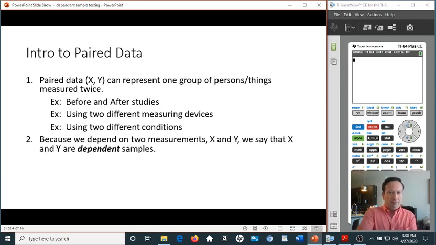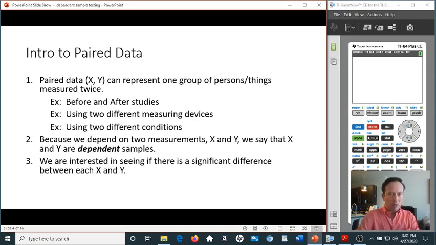All right, secondly, because we are depending on two measurements, x and y, that are taken relatively around the same time, we say that x and y are dependent samples. Even though they're separate measurements, we say that they are dependent because we're trying to establish whether or not there's a difference between them, but also those two measurements are taken on the same thing. So they are dependent on each other.